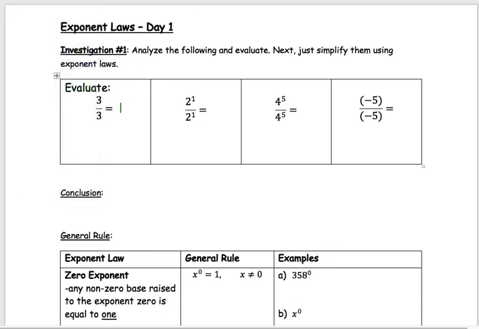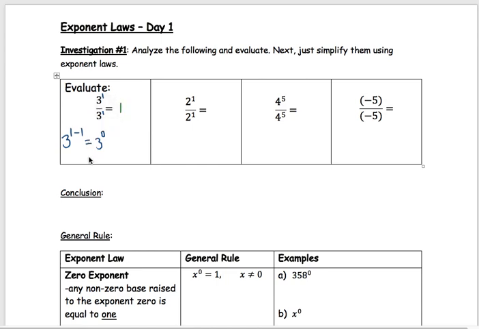You know that they both have an exponent of 1, right? When you don't see the exponent there, the exponent of 1 is there. So what are you supposed to do when you divide exponents with the same base like that? You are allowed to subtract. You write the base once and you subtract the exponents, and you end up with 3 to the 0. So you know that 3 divided by 3 is 1.